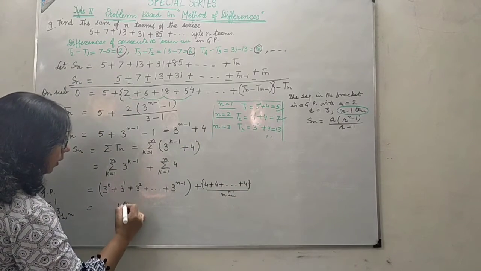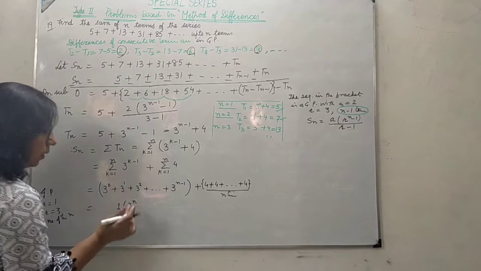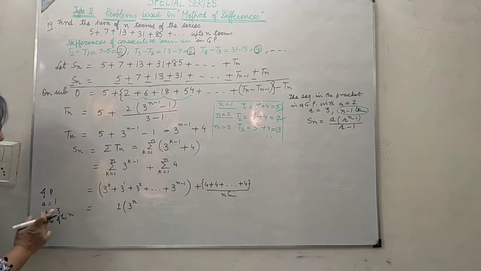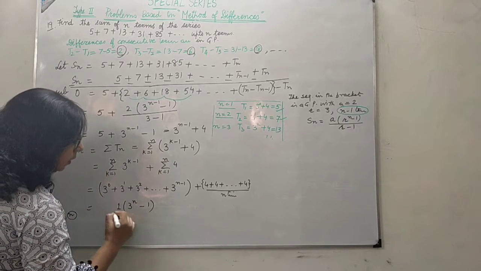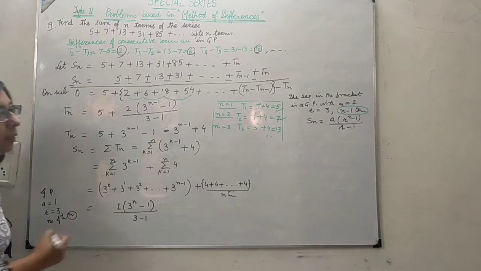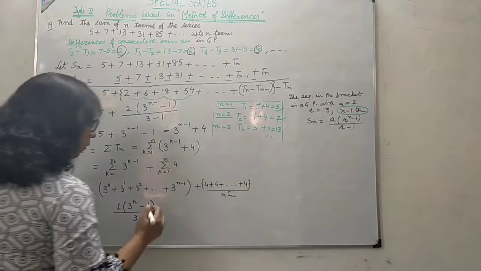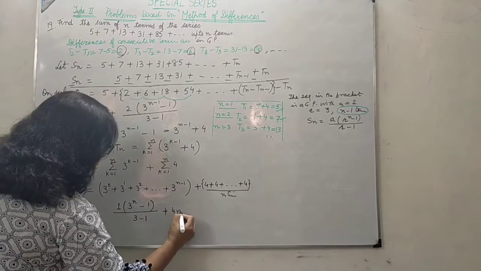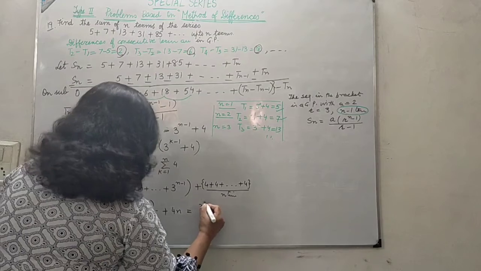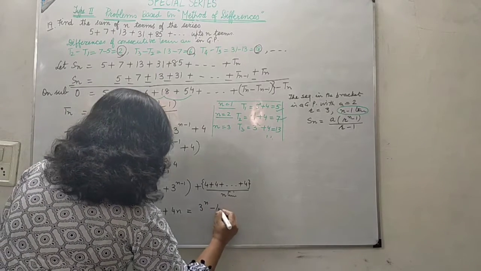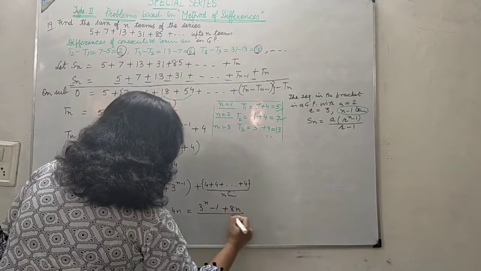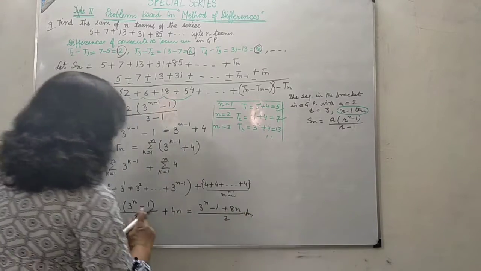Again I will use the same formula. This will be 1 into 3 raised to power n. Common ratio is 3. Total number of terms is n. So 3 raised to power n minus 1 upon 3 minus 1. We have used the same formula over here, and plus 4n. So after simplifying, this becomes plus 8n by 2. This is your answer for this.